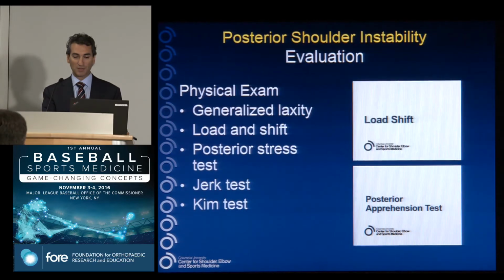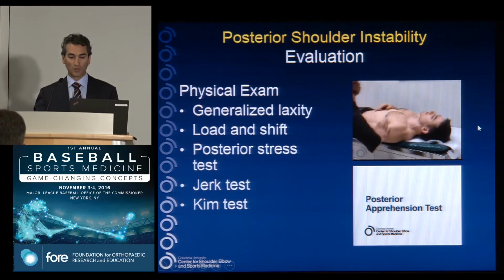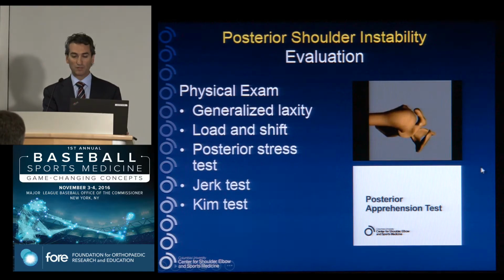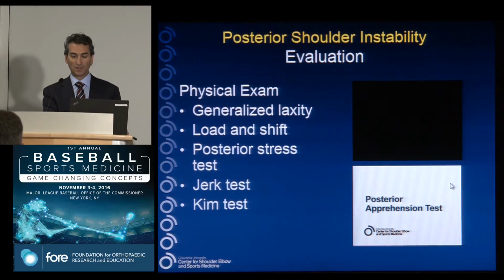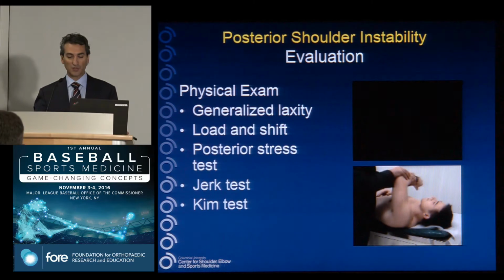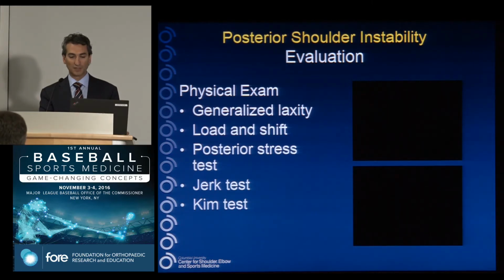Now we're going to go over some more examination maneuvers. I left these out of the other physical exam because we were going to show them here. Here we're going to do that load and shift. We showed this before. We're going to see how far the ball translates posteriorly. And then we're going to do this posterior apprehension, and we're going to simulate the position of instability: adduction and internal rotation, and then we're going to apply that posterior force. They'll complain of pain with that, and it reproduces what they feel when they're swinging.